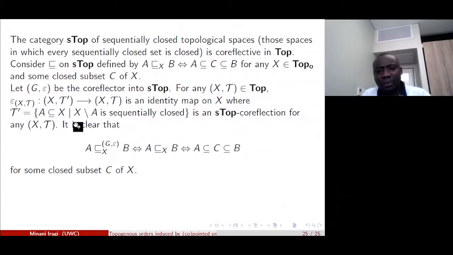The work is still in progress. We are expecting to get more examples after, especially from the algebraic side, because all the examples that we have are from topology. We are expecting to construct more examples from algebraic categories. For now, that's what I have to say today, and thank you very much for your attention.